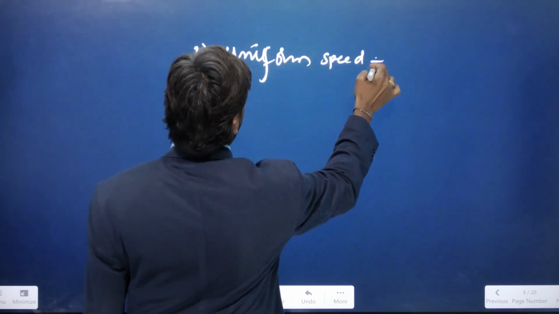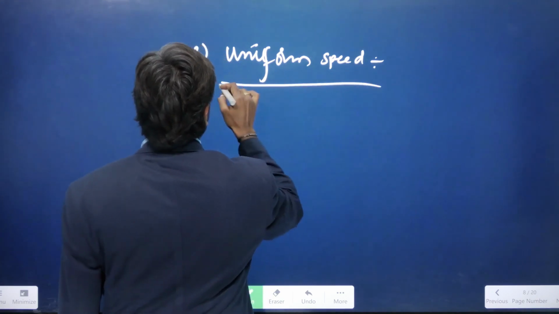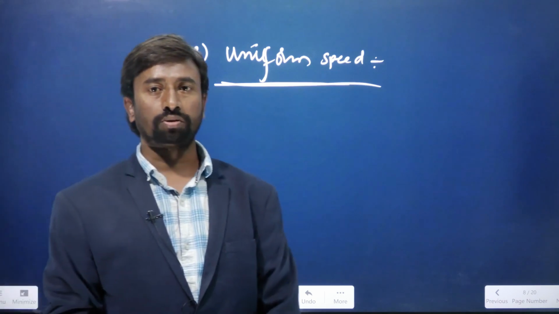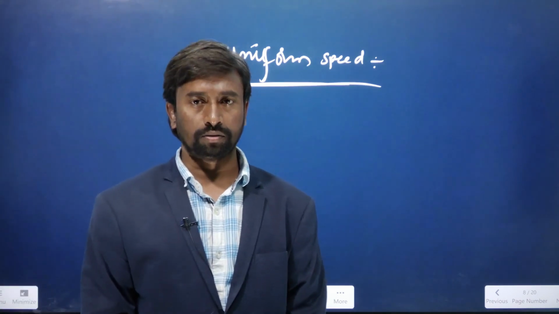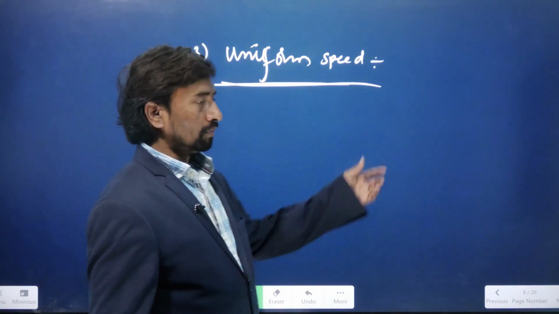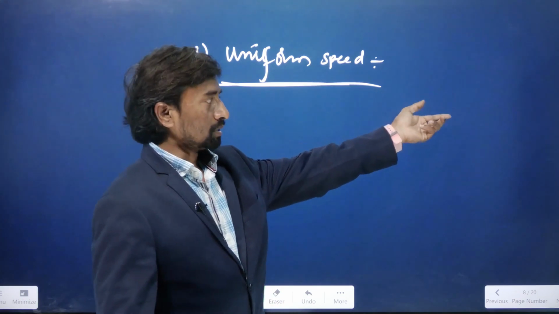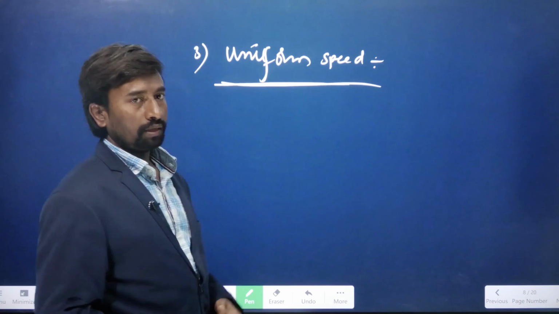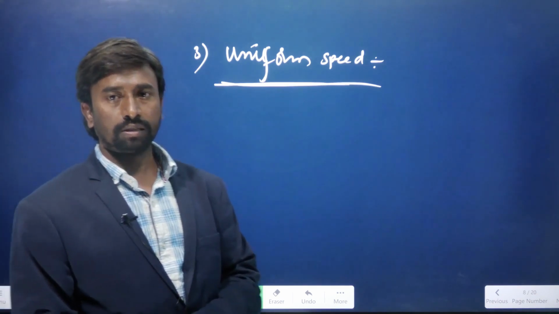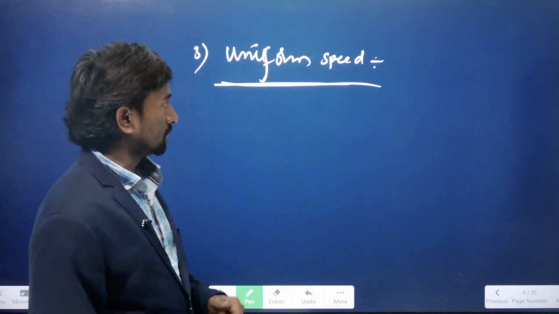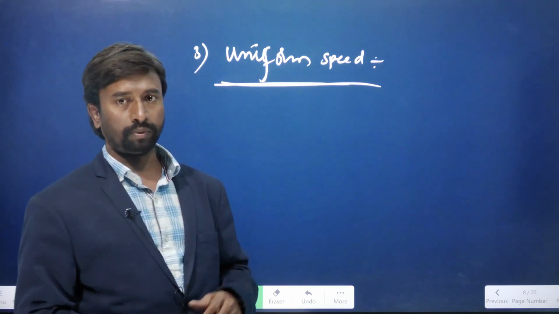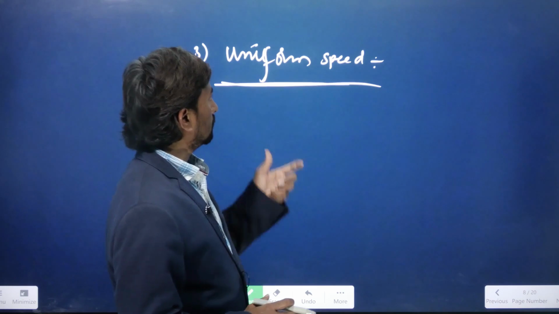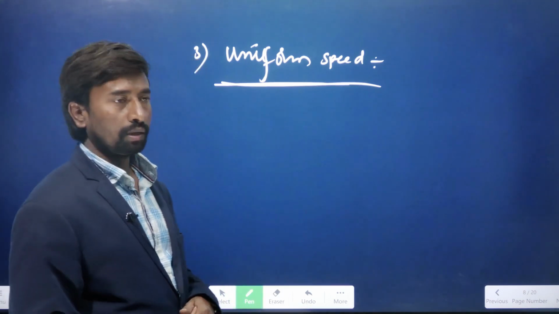Uniform speed. When a body is traveling, it may travel different distances in different intervals of time. If the body travels equal distances in equal intervals of time, then we can say the body is moving with a uniform speed, meaning the speed of the body is constant. That speed is called uniform speed.